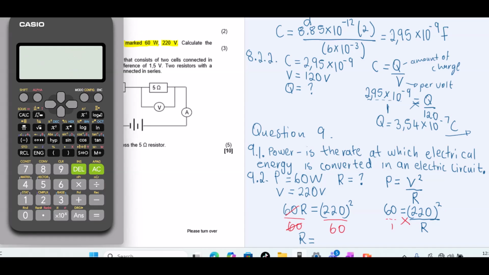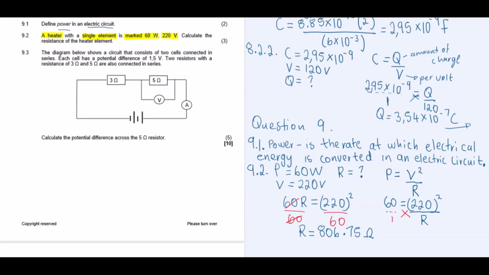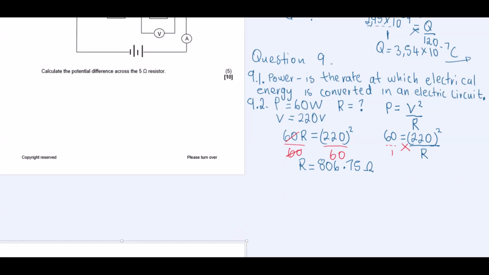The resistance in this situation is going to be 220 squared over 60. So the final answer for the resistance is 806,75 ohms. So this is the resistance, and I think you've seen the answer there. And then now we're going to the next question.